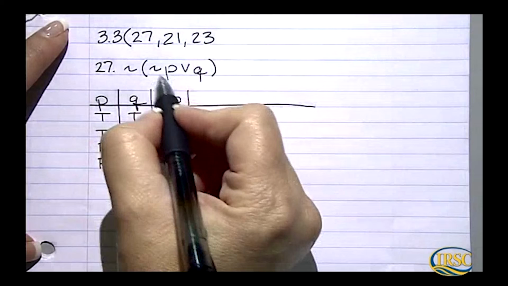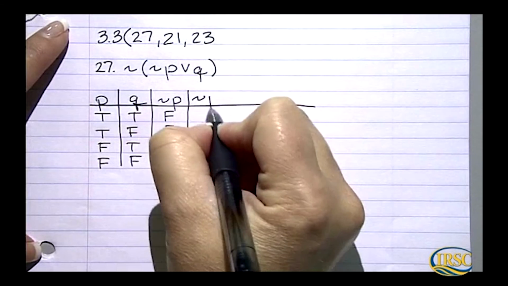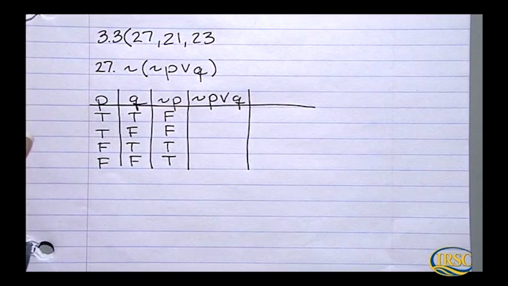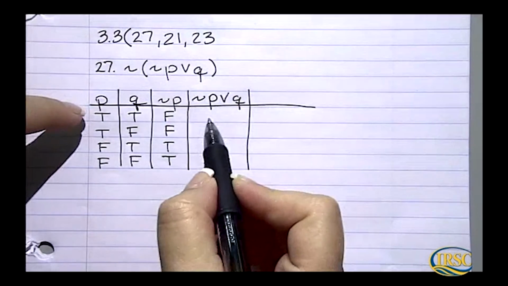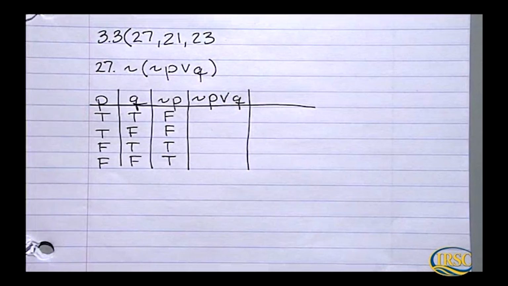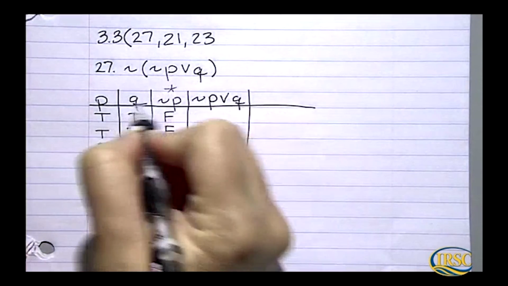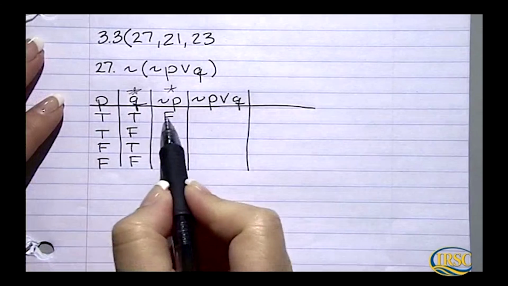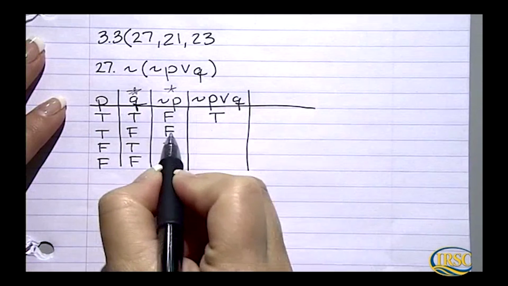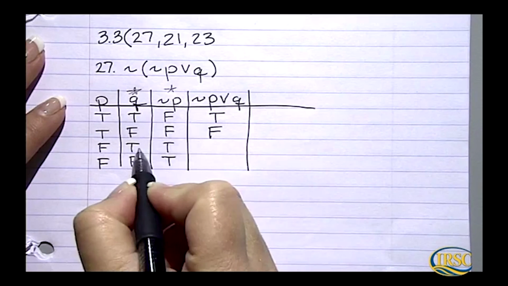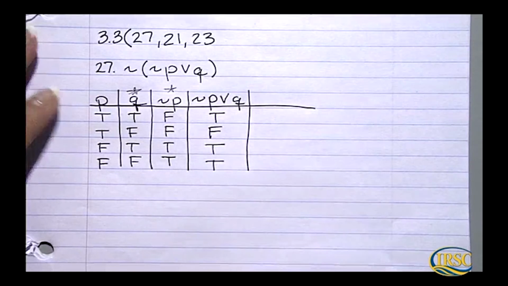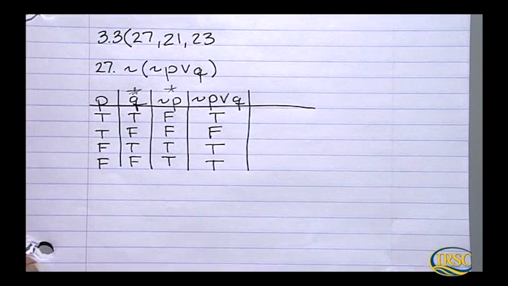Now we have to do what's inside of parentheses. So not P or Q. And what do we know about or? Only false when both false. Good. So we are comparing, and then again, let me take out a pencil here. We're comparing the not P column with the Q column. And so true, false is true. False, false is false. True, true is true. And false, true is true. Any questions on that column?